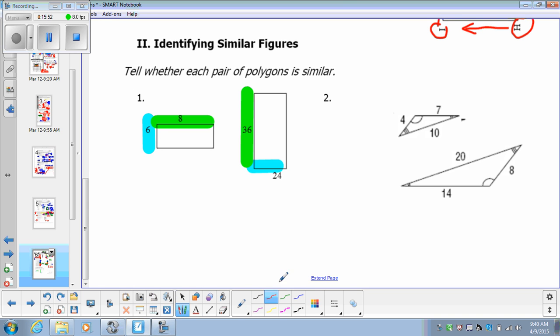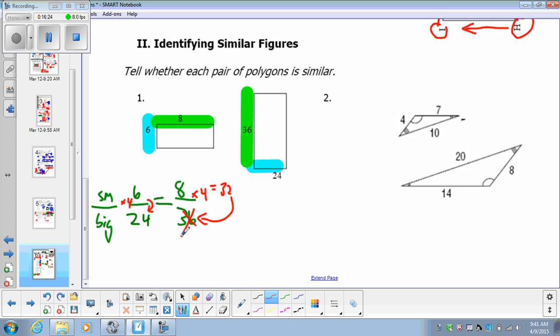And all I have to do is draw a proportion. So we're going to go here from a smaller shape to a bigger shape. As we can see, it's 6 to 24. And then 8 to 36. So we went from the smaller shape to the bigger shape. And right here, what we can do is catch that 6 times 4 would be 24, but 8 times 4 would be 32, and not 36. So because they don't have the same scale factor, we can determine that they're not going to be similar because they're not proportional.